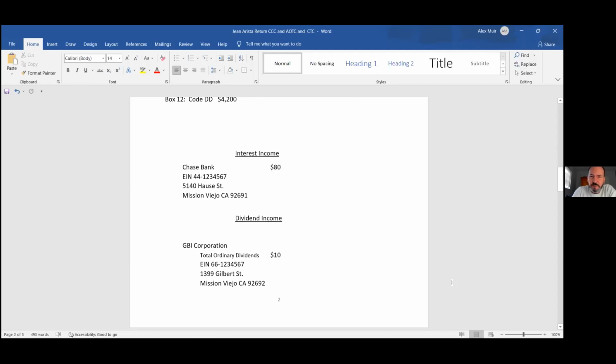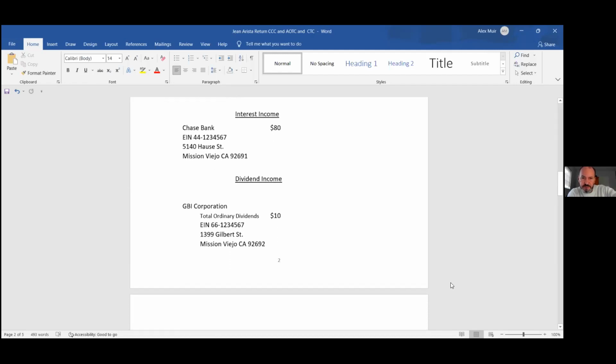And you might remember from last week, somebody asked about the information you have to put into the software regarding the 1099 INT. And what I know is, yeah, you have to put in the bank, the EIN, employer identification number, the address, the whole thing. Okay, so again, she's got interest income of $80. She's got dividend income of $10, ordinary dividends.